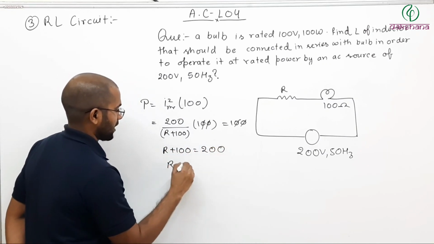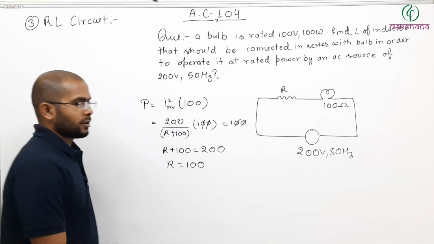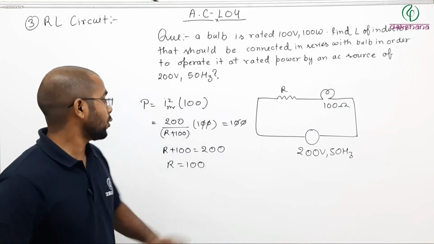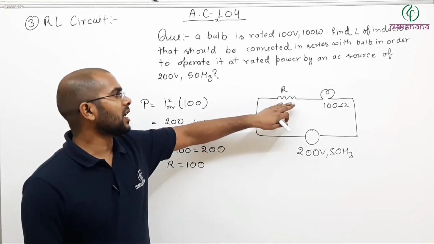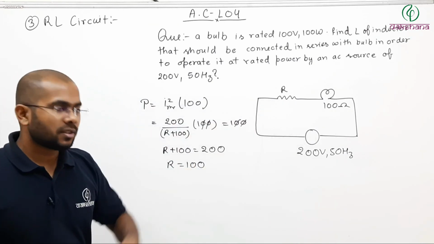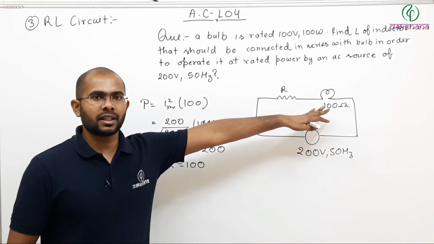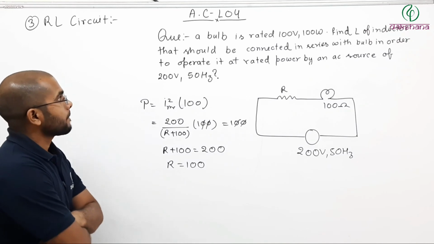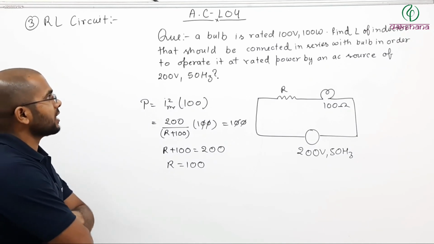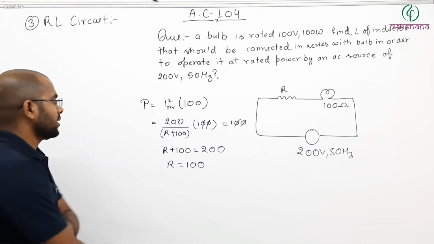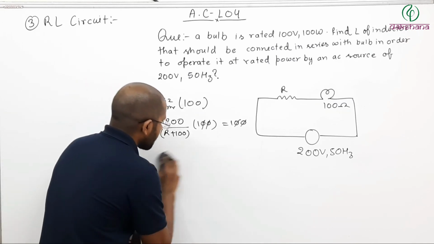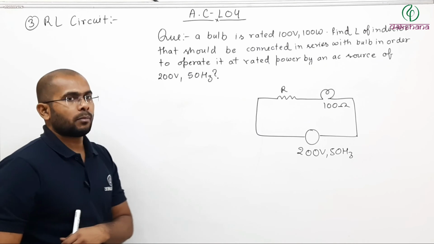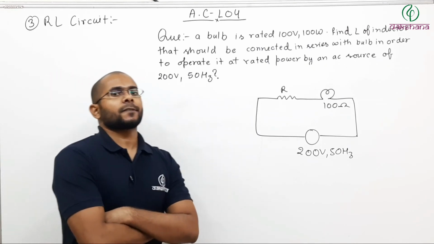That gives me R equals 100. So if I add an extra 100 ohm resistance, then also I will get the rated power from the bulb. That is correct. Now, if I add an extra 100, then also I am getting rated power, but what is the problem here? What is the problem with adding an extra resistance?